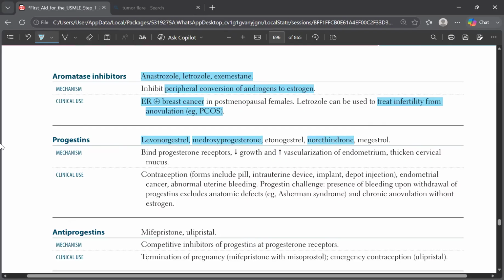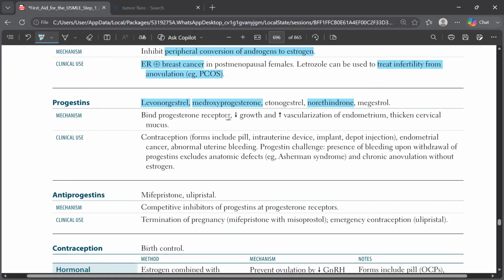The mechanism is that they bind progesterone receptors, they decrease the growth and increase the vascularization of endometrium, and they thicken the cervical mucus. So they basically do what progesterone does, and they thicken the cervical mucus to prevent entry of any of the sperms. Clinical uses obviously in contraception. Forms include pill, IUD, implant, or depot injection. They can be given in any form.